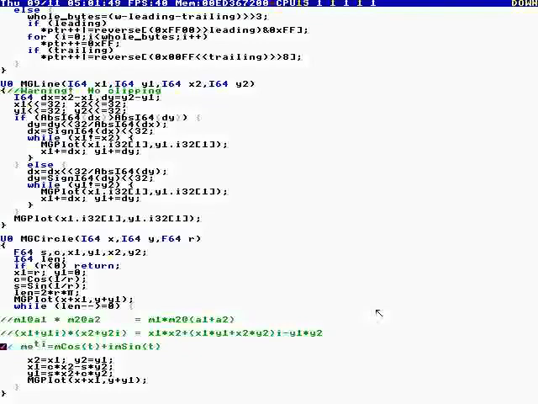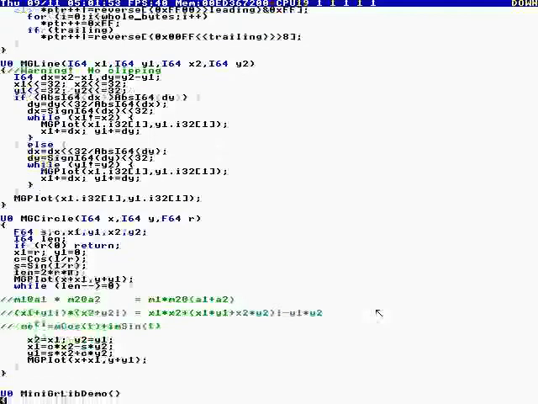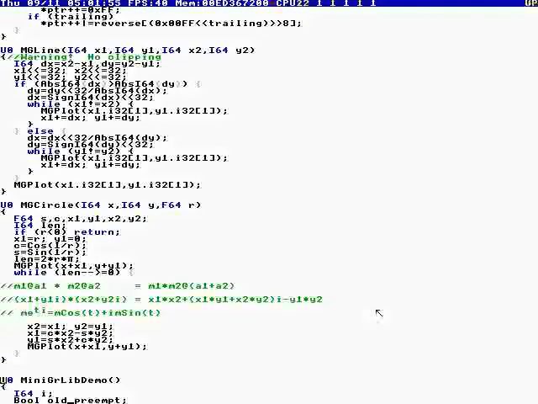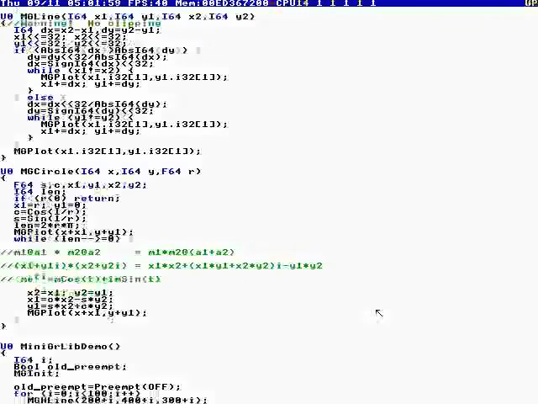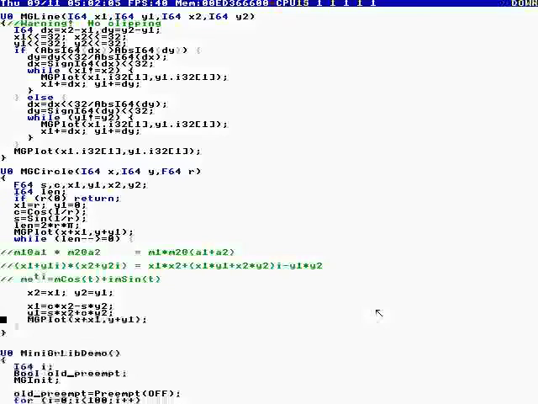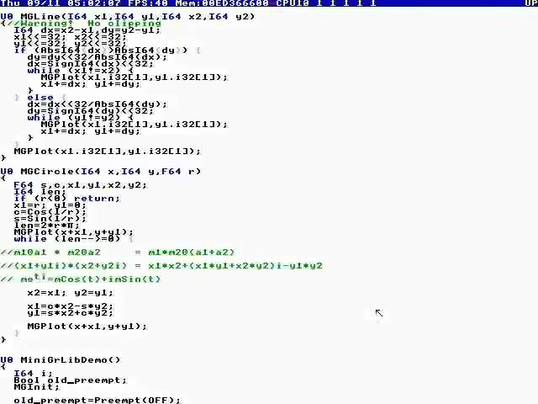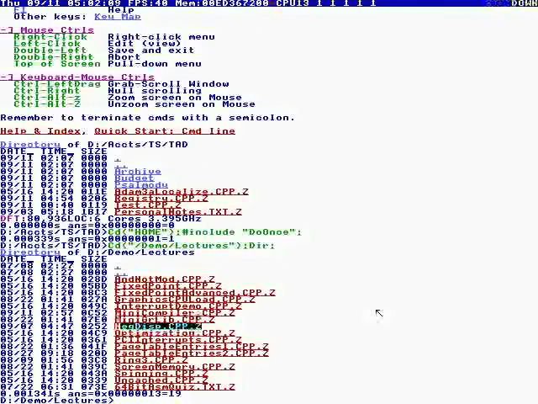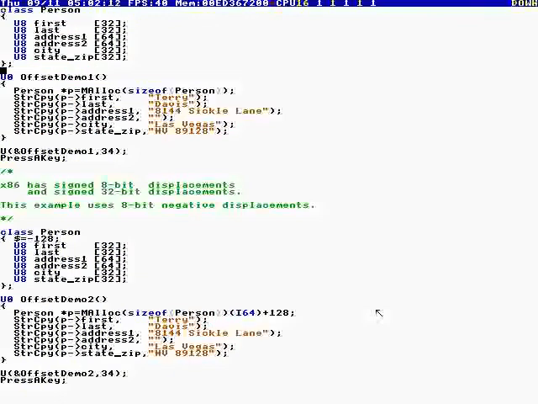Every electrical engineer knows about complex numbers, and rotating a vector a few degrees at a time to draw a circle is pretty easy to understand. Here's the two critical: sine, cosine, cosine, sine. Anyway, negative displacement.